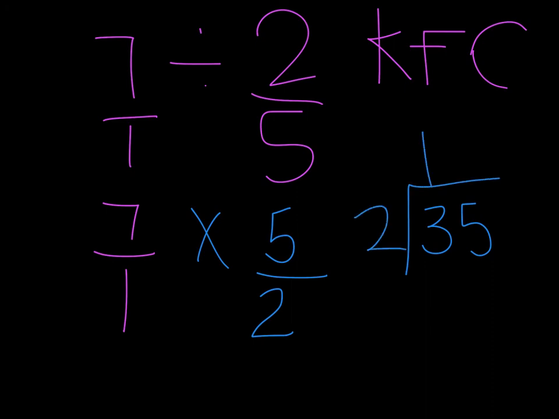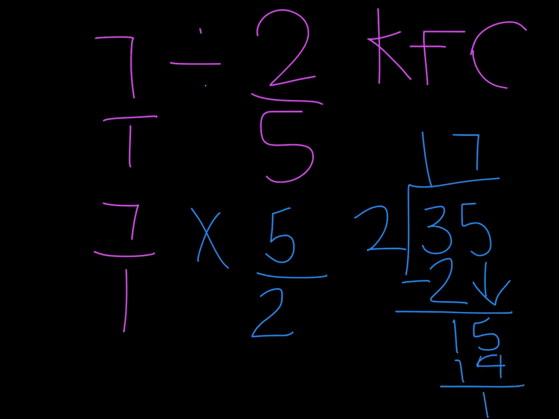2 will go into 3 how many times? 1. 1 times 2 is 2. 3 minus 2 is 1. Bring down my 5. 2 will go into 15 7 times. 7 times 2 is 14. Bring my 1 up and put it over my divisor, which is 17 1/2. Who got 17 1/2? Let me see them.